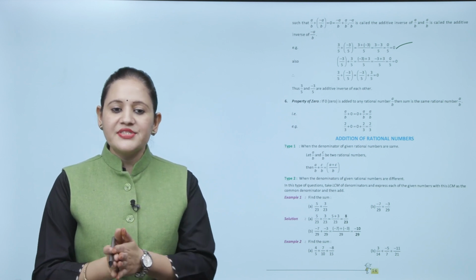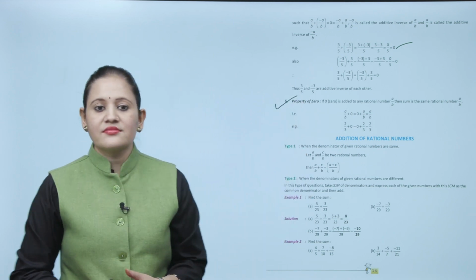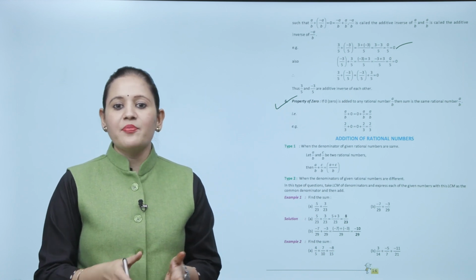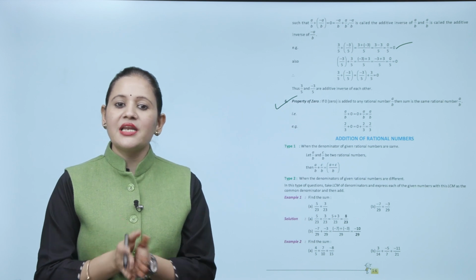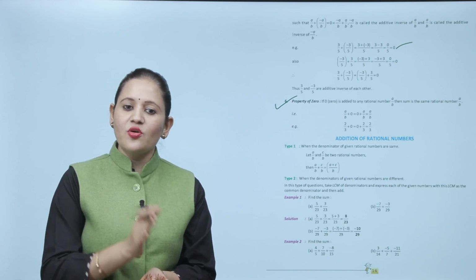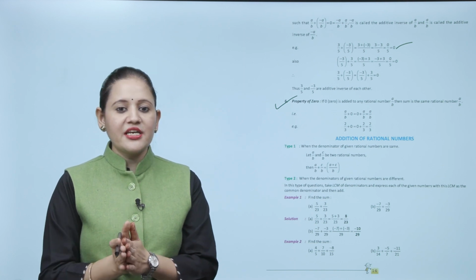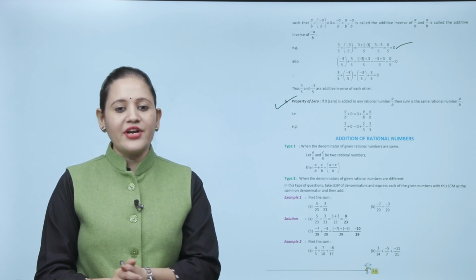Next, property of 0. If 0 is added to any rational number a upon b, the sum is the same rational number a upon b. For example, a upon b plus 0 equals 0 plus a upon b equals a upon b. और 2/3 में 0 add करेंगे, we will get 2/3. Next, addition of rational numbers.